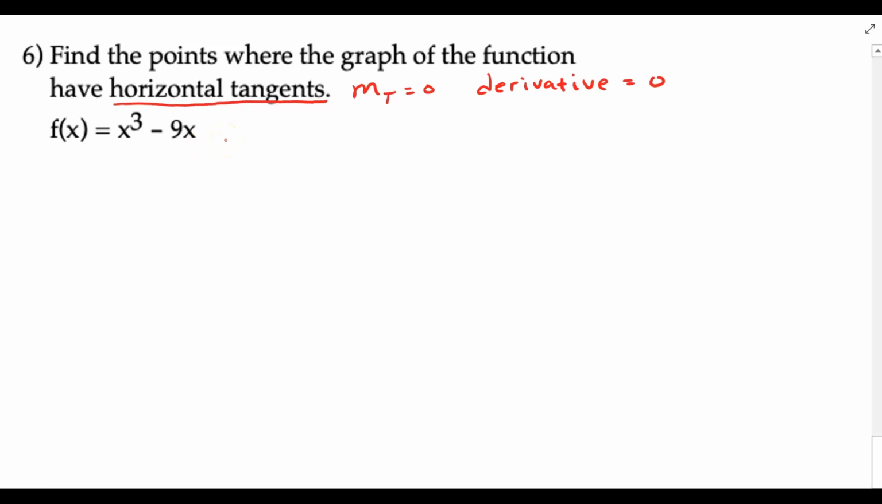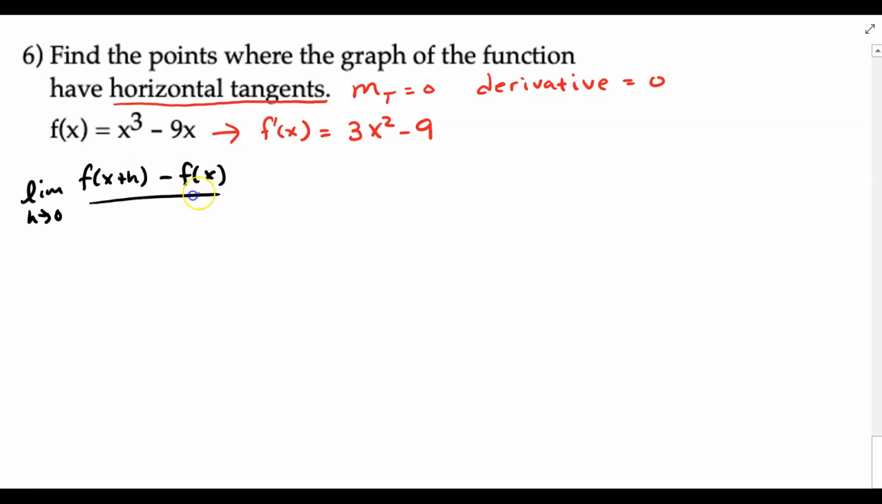I am going to solve it, don't worry, but I'm going to tell you right away what the derivative should be. All right, it's going to be 3x squared minus 9. Okay, but let's go ahead and prove it. All right, the limit as h approaches 0 of f of x plus h minus f of x, all divided by h, and let's see what that looks like.